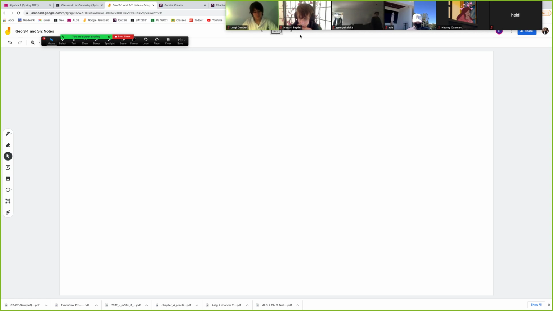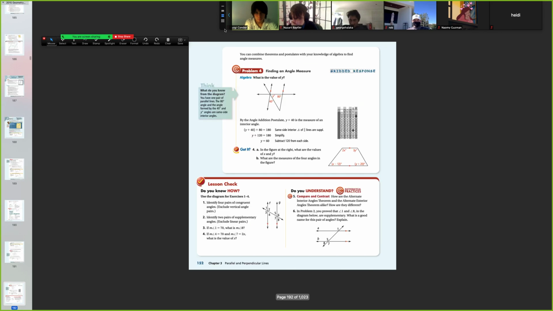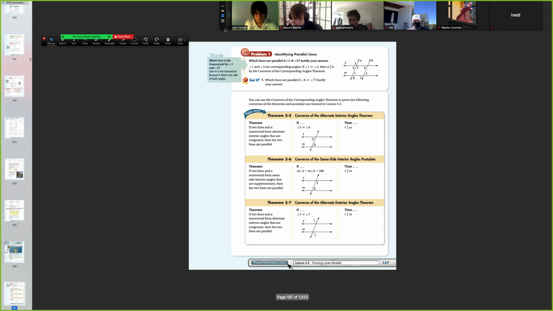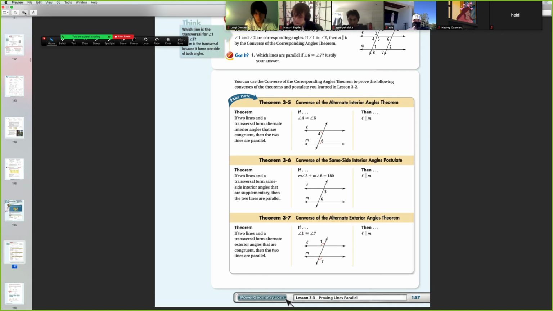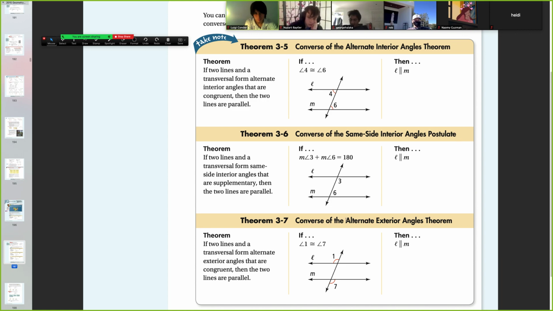Now, if you jump to section 3.2, okay, you have the converse of corresponding angles, the converse of alternate interior angles, and the converse of same side angles, the converse of alternate exterior angles, and the converse of same side exterior angles. Okay, so basically the converse of each of those theorems. Okay, so let's look at it. Here we have the converse of alternate interior angles, the converse of same side interior angles, and the converse of alternate exterior angles.